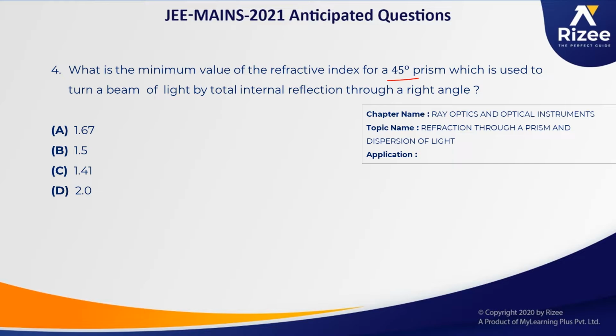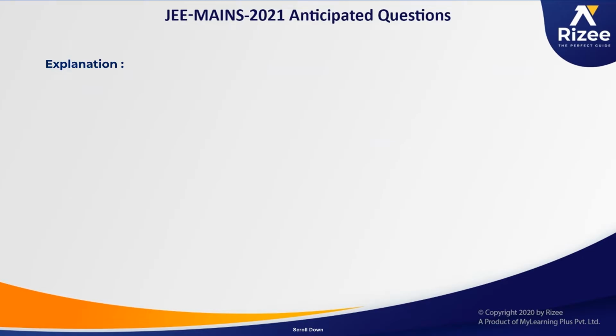This is an angle of the prism which is used to turn the beam of light into total internal reflection. This question comes under ray optics, under the pure case. Under ray optics, this also comes for refraction through the prism conditions. So it has to undergo total internal reflection, and your angle of the prism is 45 degrees. So this is the value 45 degrees he has given. So it can undergo total internal reflection.